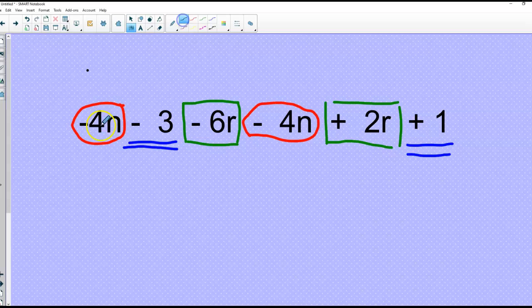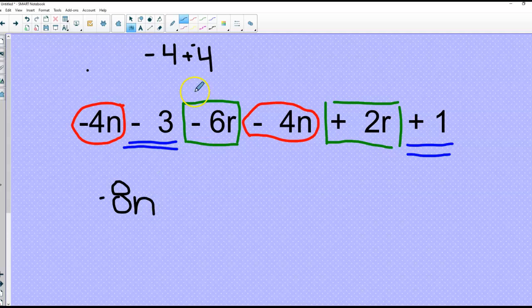So let's start at the left. Negative 4 minus 4. Again, if it helps you, write it down. Negative 4 minus 4 is the problem. So leave, change, opposite. You should get a negative 8. And bring down the letter n.